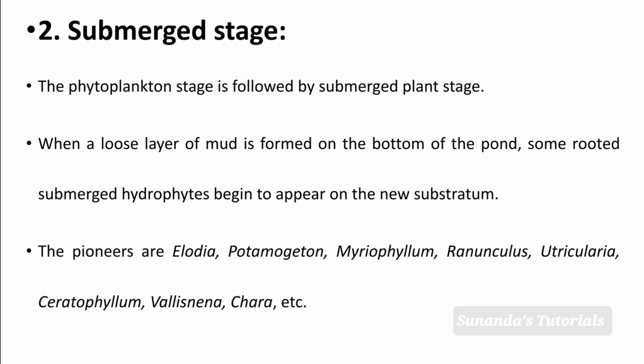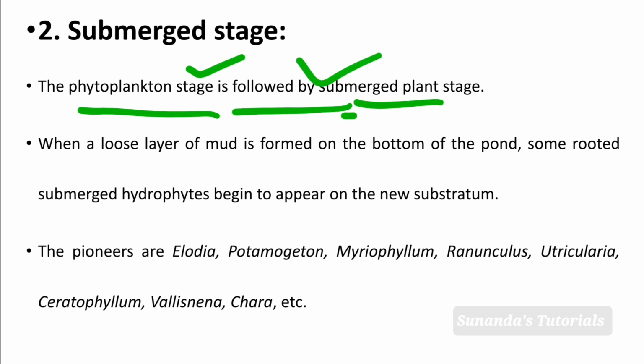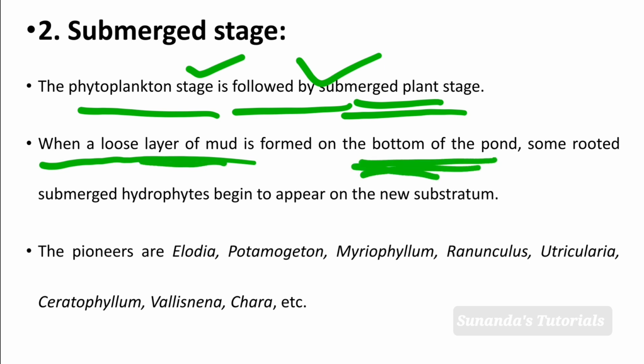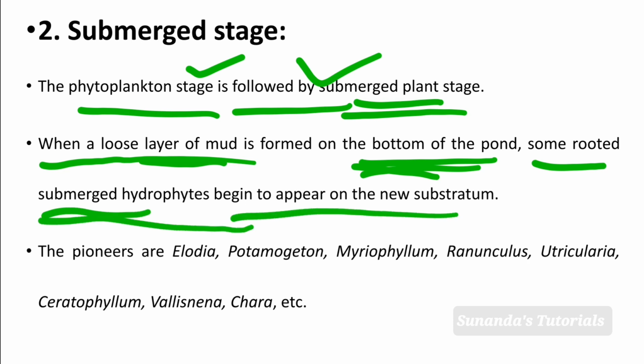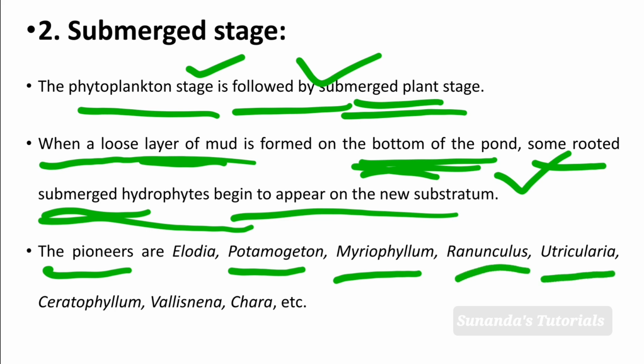Then the submerged stage, it is the second stage of the aquatic succession or hydrosere. Here the phytoplankton stage is followed by the submerged plant stage, when a loose layer of mud is formed on the bottom of the pond and some rooted submerged hydrophytes begin to appear on that new substratum. The pioneers are Elodea, Potamogeton, Myriophyllum, Ranunculus, Utricularia, Ceratophyllum, Vallisneria and Chara.